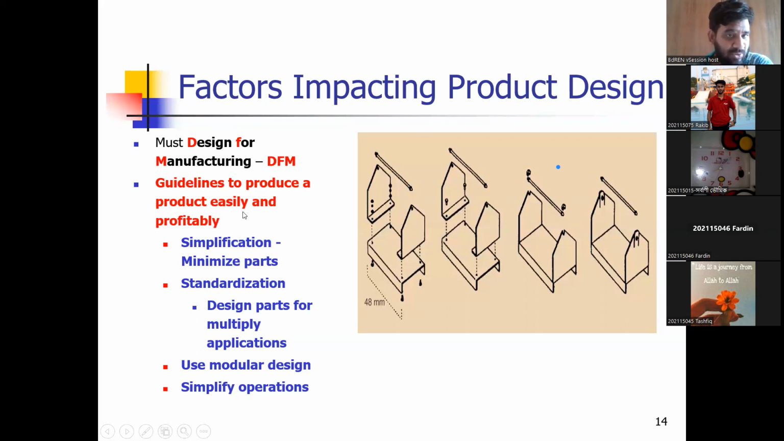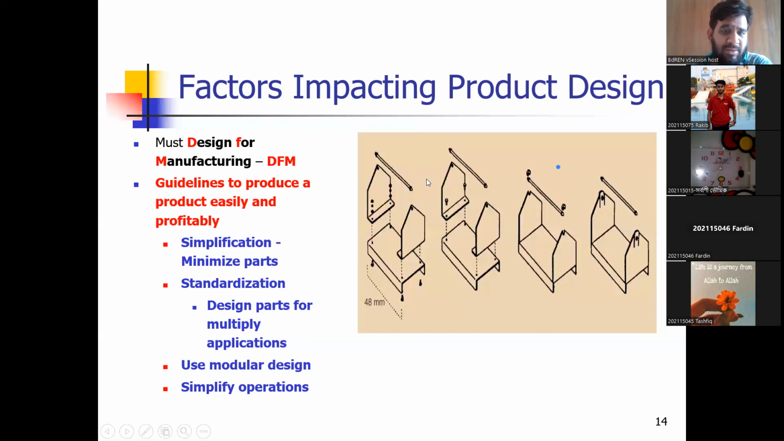Break-even point analysis will say whether the product is going to be profitable or not. Simplification minimizes parts, so you must take care of simplification. Simplify the product as much as possible. Standardization: design parts for multiple applications. That means standardize, so that when you design a product or process, you can use it for many years, a few years, or for a particular period of time. Standardization is also known as SOP, standard operating procedure.